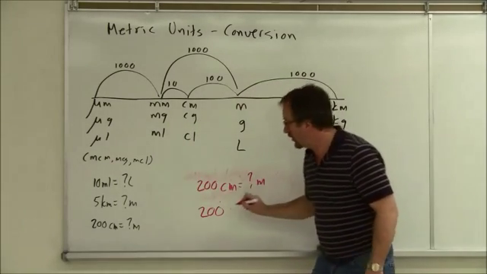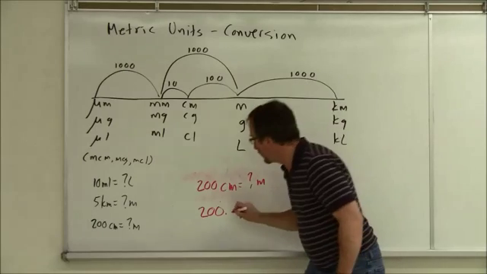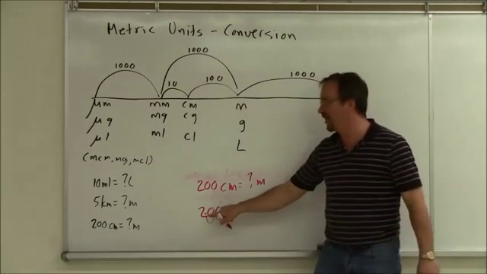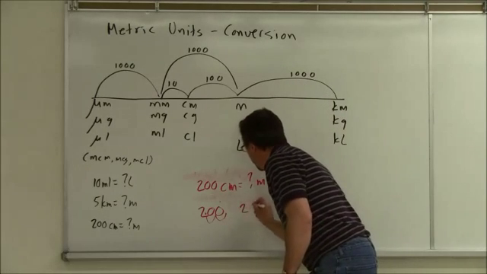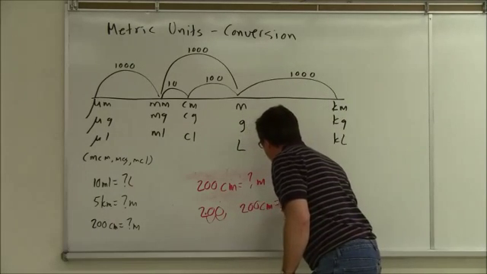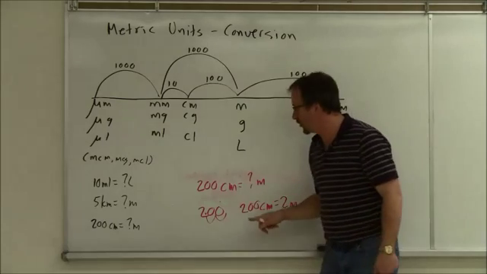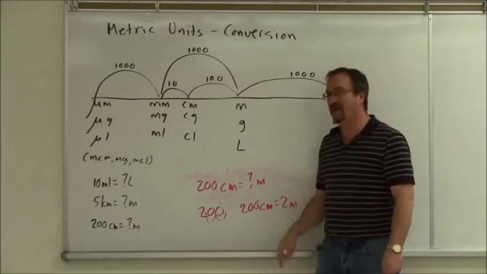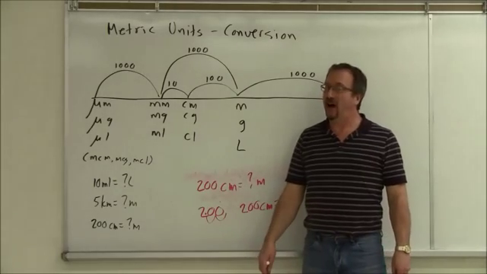There's my 200. The decimal is here. I have to move it 1, 2 places, which puts it right after the 2. So 200 centimeters equals 2 meters. And again, had it gone the other way, I'd have gotten 20,000 meters. I don't think so.